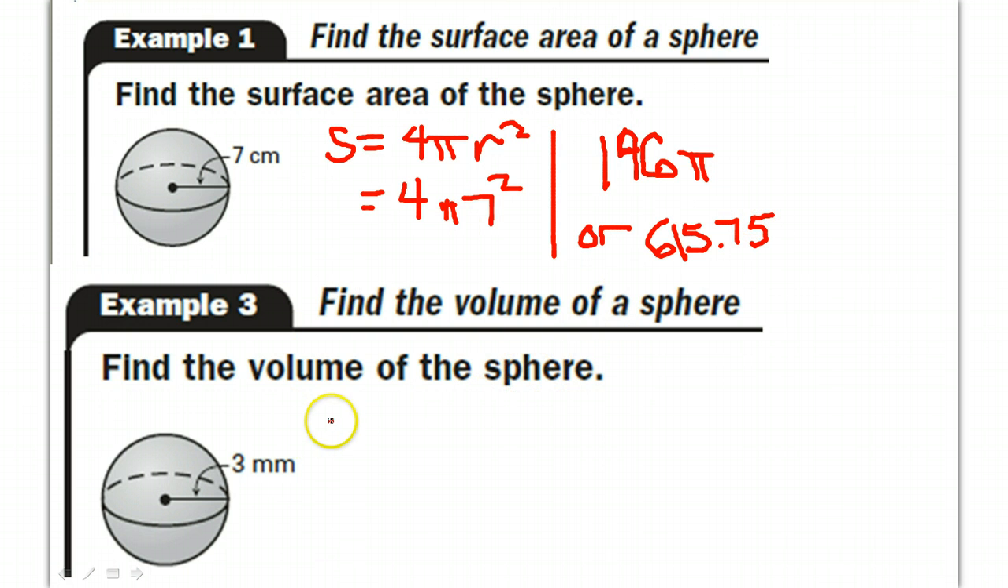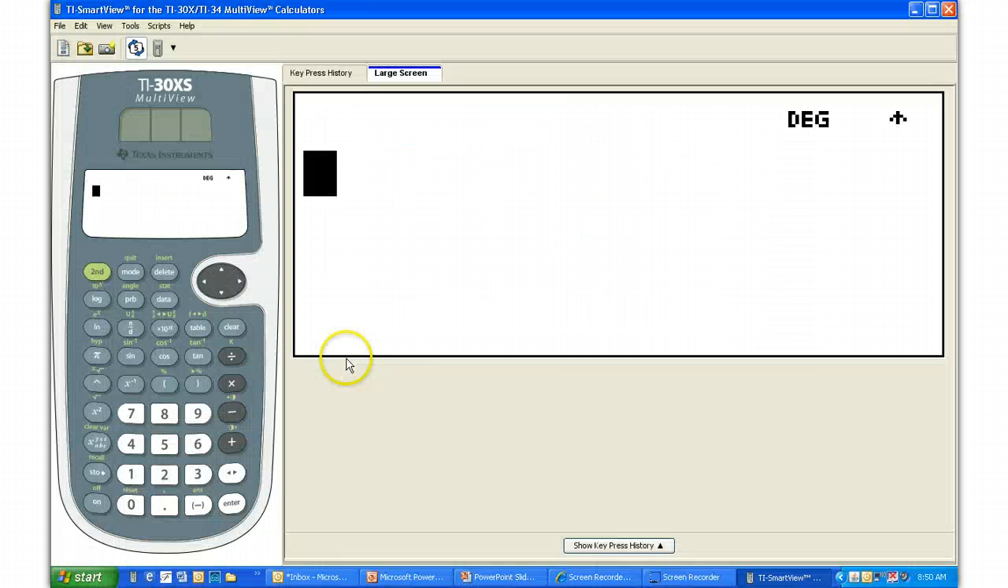Similarly, if I want to find the volume of a sphere, I use the formula. What's the formula for the volume of a sphere? Four thirds pi r cubed. So the radius is 3, so that's 4 thirds pi 3 cubed. Okay, so I just want to make sure you understand. We could type this in the calculator.